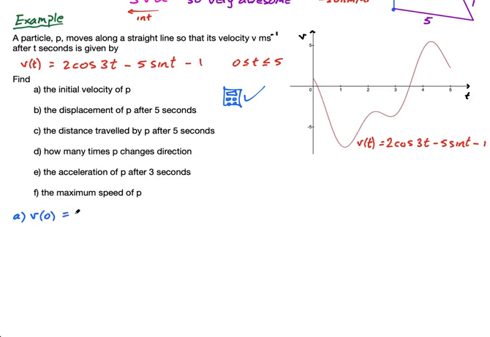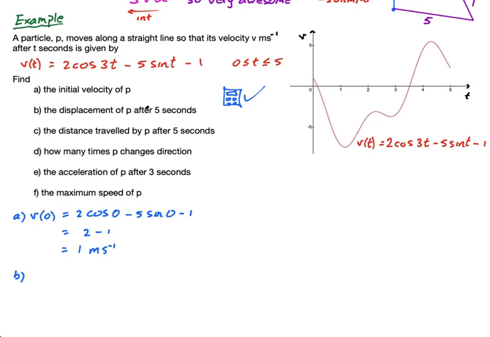So v of 0 is 2 cos of 3 times 0, which is 0, minus 5 sine of 0, minus 1. This is actually, cos of 0 is 1, so it's 2 minus 0 minus 1, 2 minus 1 equals 1 meters per second. So his initial velocity is 1 meters per second. Fine, that's how to do it without a calculator. We have a calculator, so I'm going to show you how to do it with the calculator as well.